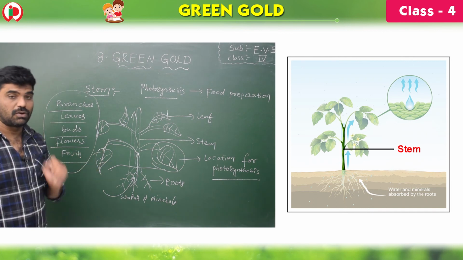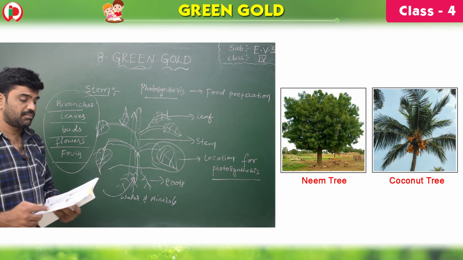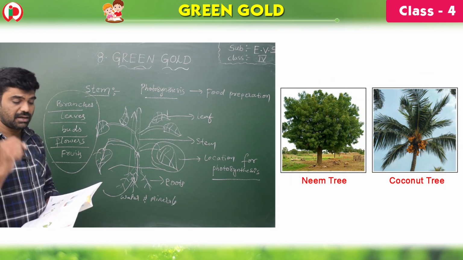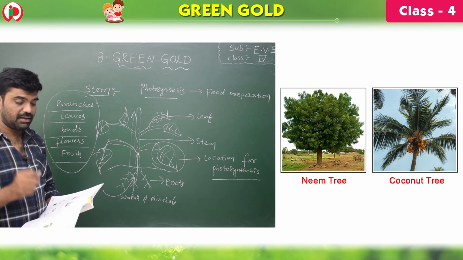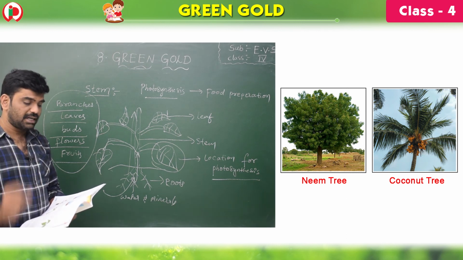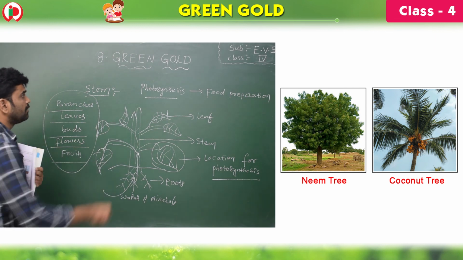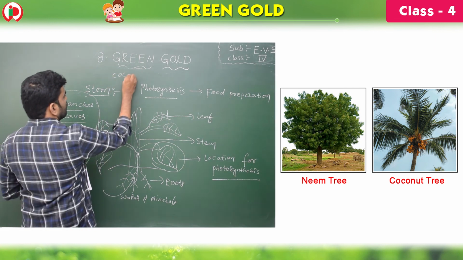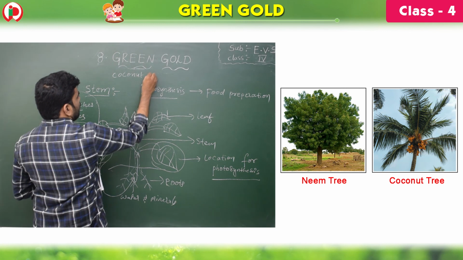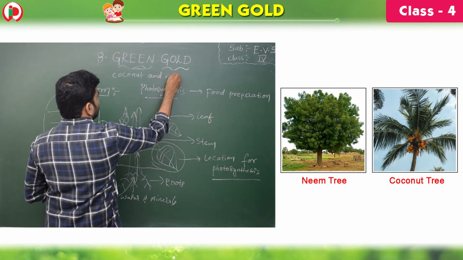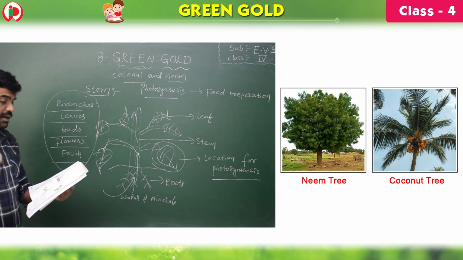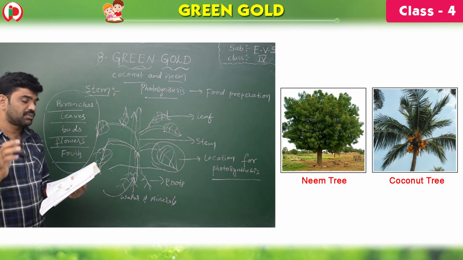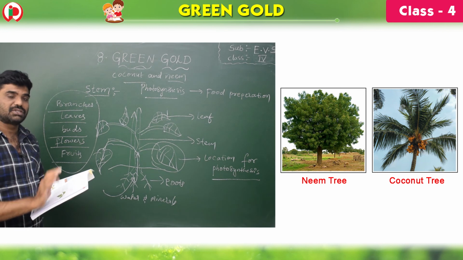And just now I told you that the stems of some trees are very hard, children, and very strong and woody. For example, coconut and neem trees. You see, children, coconut and neem trees are very hard. If you touch the stem also, that is very woody and very hard. And next one, the stem keeps the tree upright.